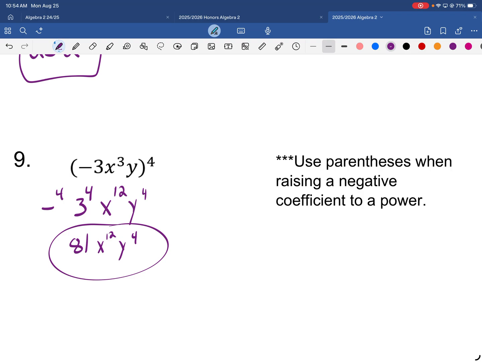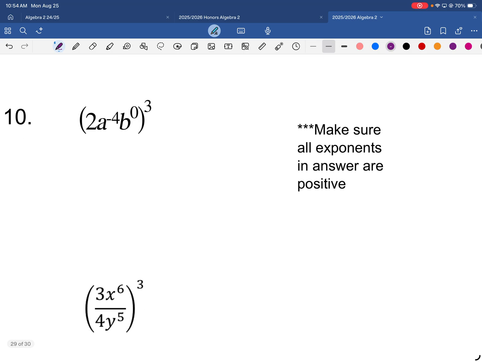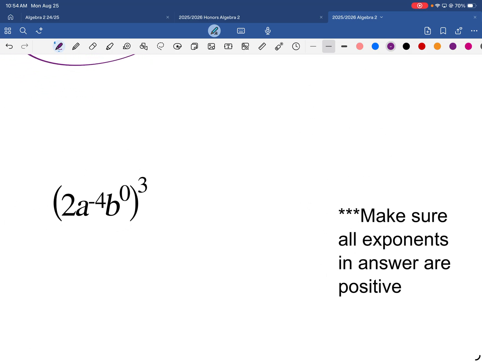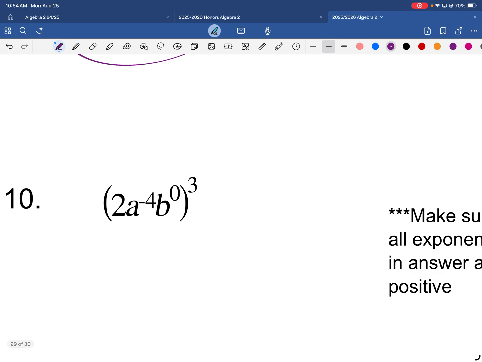Okay. Be careful with that, and that's a huge common error. Got to make sure you take that negative to the number of powers that it needs to be as well. All right, it's going to have you do number 10, and then we're going to call it a day. And as you're doing that one, I'll hand out your worksheet for the day.